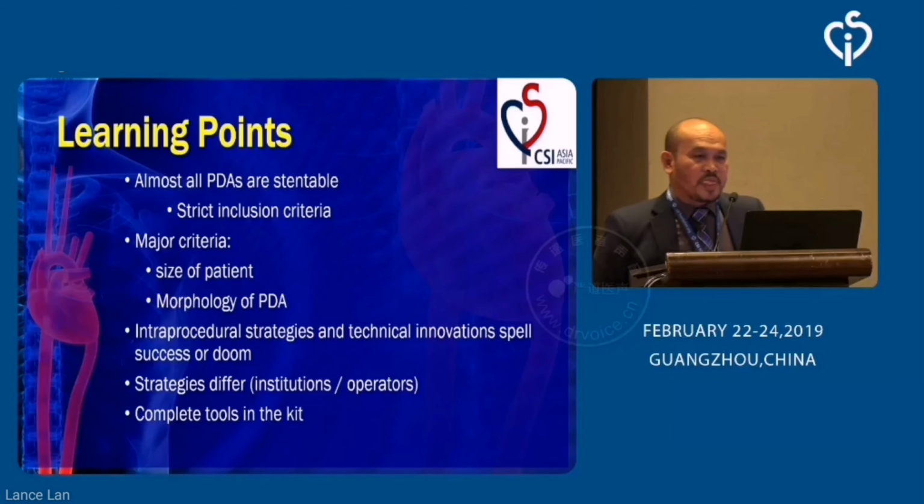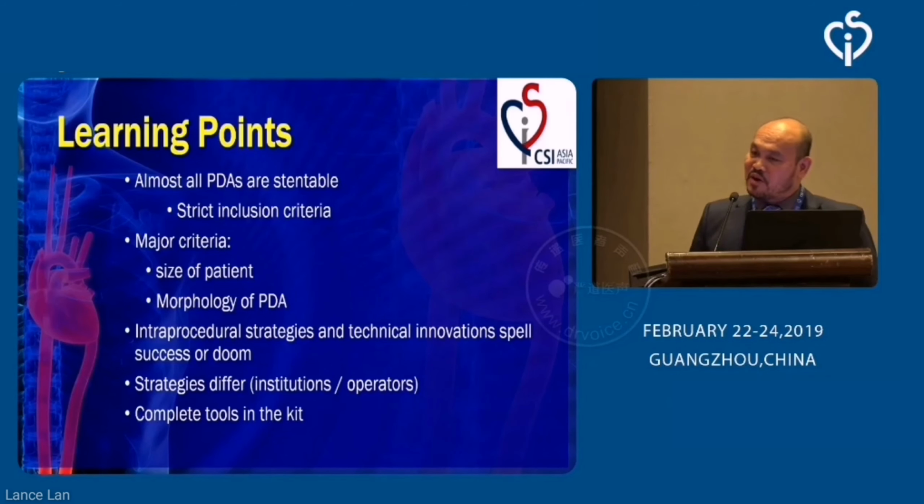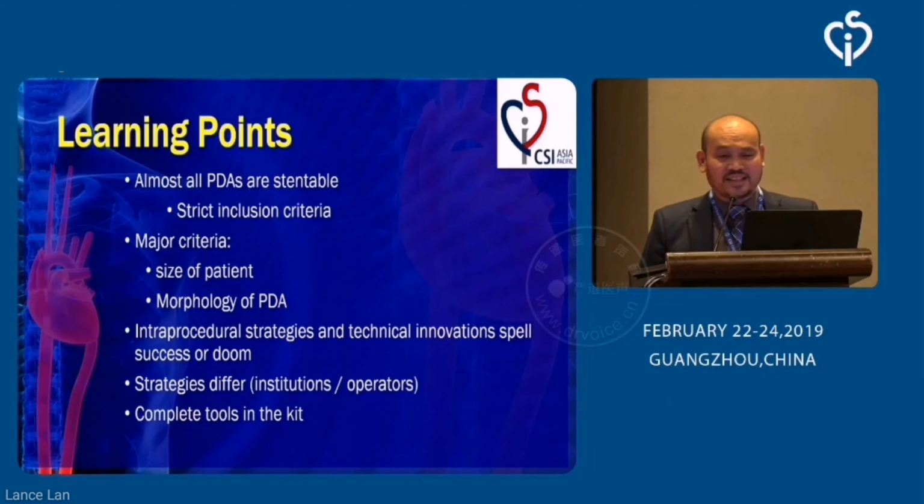So what are the learning points? Through the years, we all know that almost all PDAs from the viewpoint of interventionalists are stentable. Of course, you have to follow strict inclusion criteria, follow the institutional protocols. Personally, I think the two major criteria are the size of the patient and the morphology of the PDA. Intra-procedural strategies and technical innovation can spell success or doom in any PDA stenting procedure. But of course, strategies differ from institution to institution and operator to operator. Always remember that you should have complete skills in the kit.